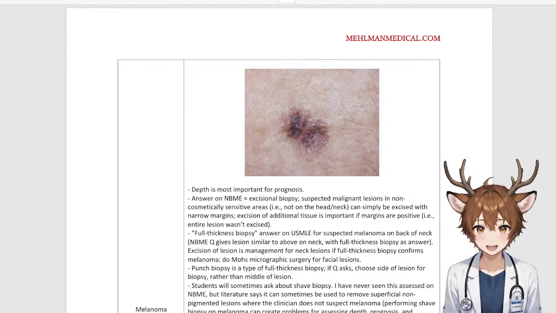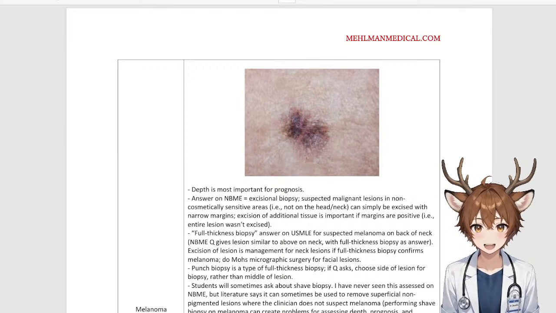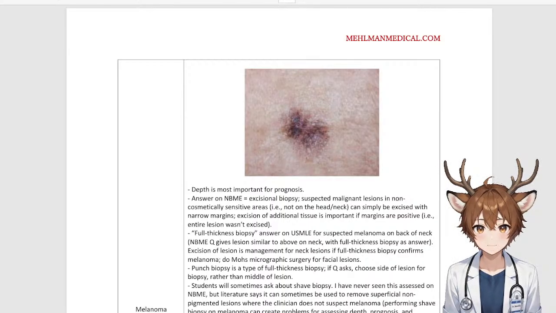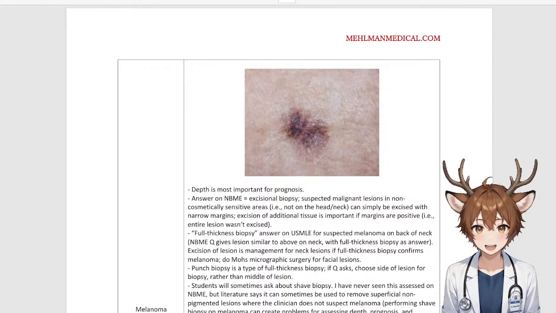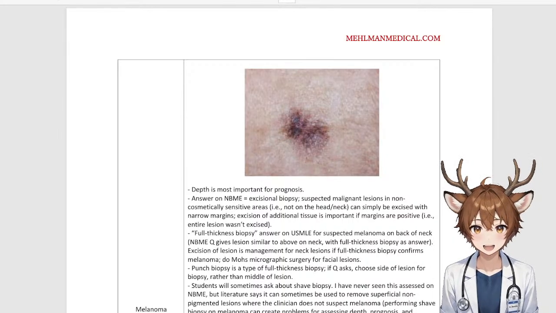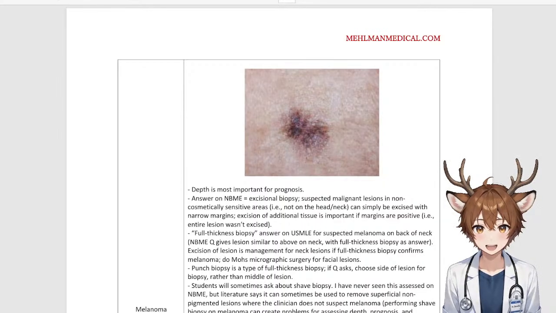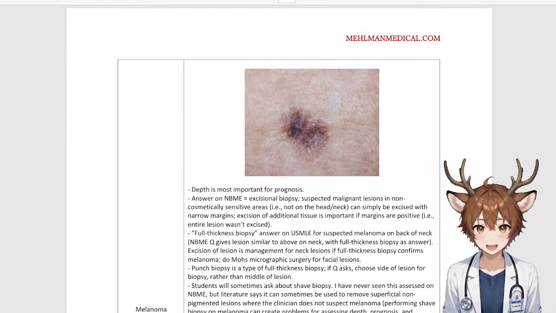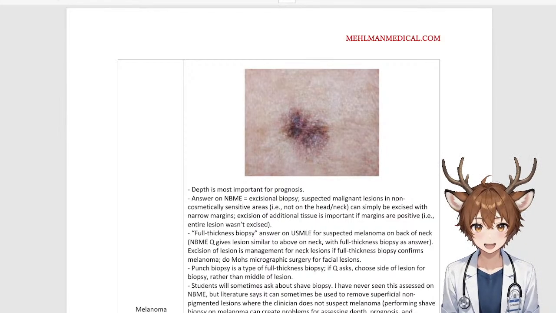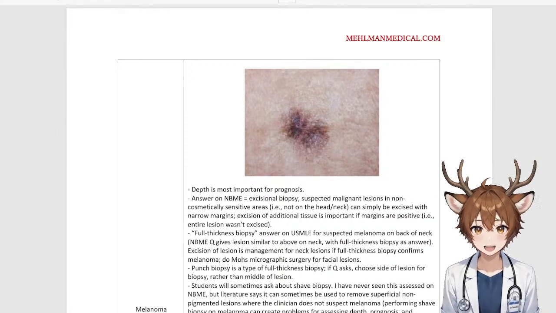Full thickness biopsy is the answer on USMLE for suspected melanoma on the back of neck. An NBME question gives you a lesion similar to above on the neck with full thickness biopsy as an answer. Excision of the lesion is management for neck lesions if full thickness biopsy confirms melanoma. Do Mohs micrographic surgery for facial lesions. Punch biopsy is a type of full thickness biopsy. The question asks you to choose the side of the lesion for biopsy rather than the middle of the lesion.